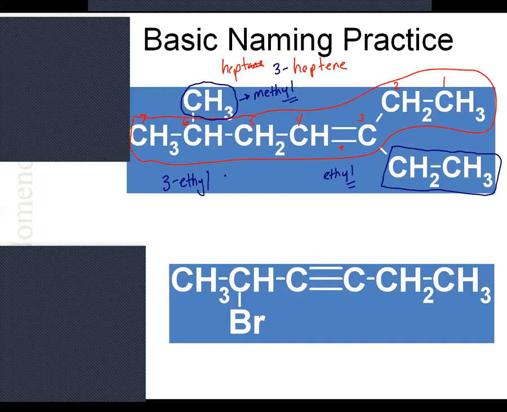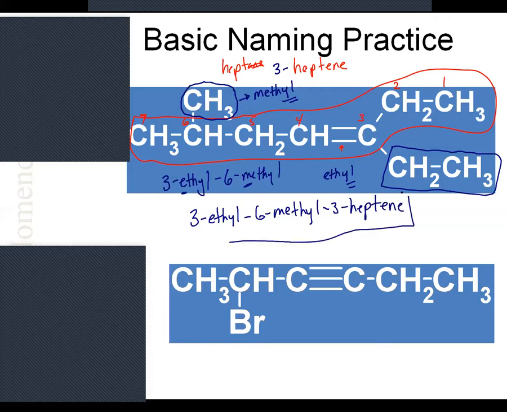At carbon number 6, there's a methyl group. And we do want to put it in alphabetical order, which I happen to have done right there. So putting all that together, that's going to give us 3-ethyl for the one on the right, 6-methyl for the one on the left on top, and then this would be 3-heptene, ENE, for the double bond located at carbon number 3.